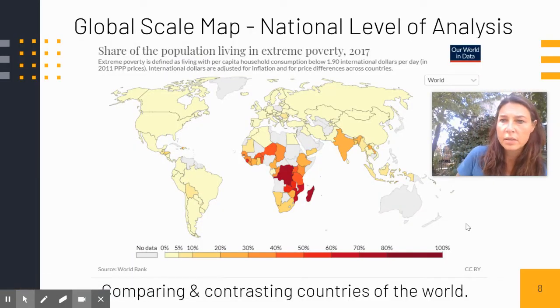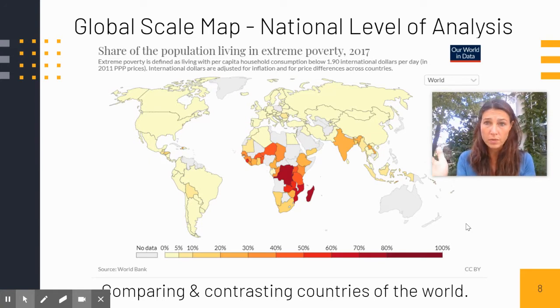So here's an example of a map. It's a global map. This map is the share of the population living in extreme poverty in 2017. So the scale of the map is global, so we're seeing the whole world, but the level of analysis, the scale of analysis is national. Why is it national? Because you can see what's happening in each country. So each country is shaded.